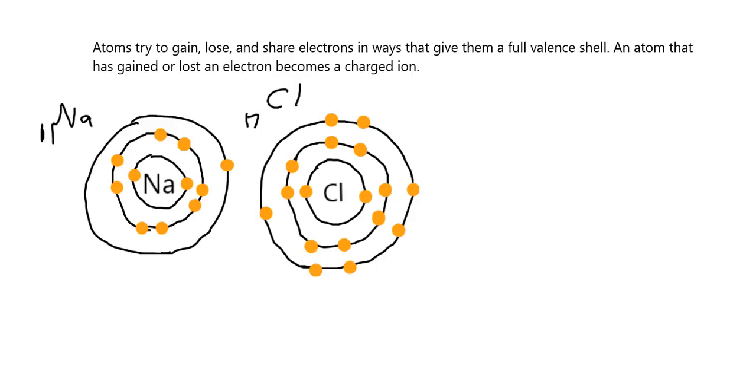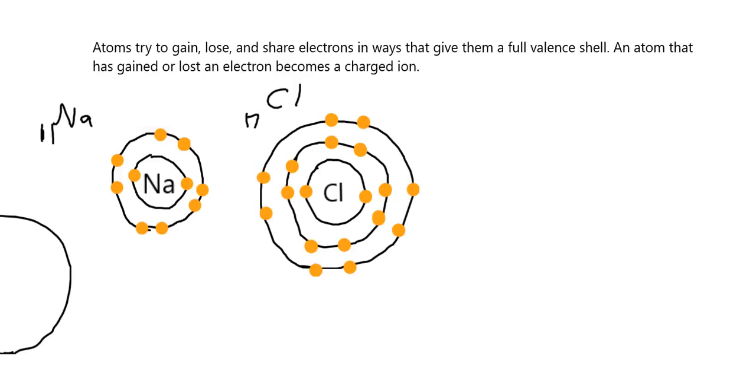So here we've got an example. Chlorine over here has 7 electrons in its outer shell, so it only needs 1 more. So what happens is the sodium can give away this 1 electron on its outer shell to the chlorine. Now chlorine's got a full valence shell. The shell goes away, and sodium now has a full valence shell as well.